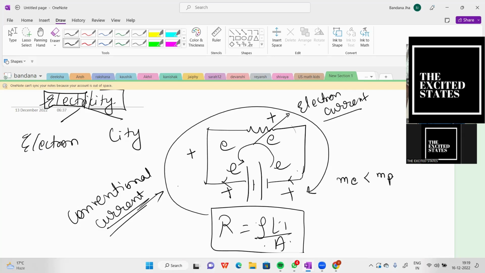I have not read this formula. I was only familiar with the voltage triangle. So this is your voltage now. V is equal to IR, right? That's what I know.